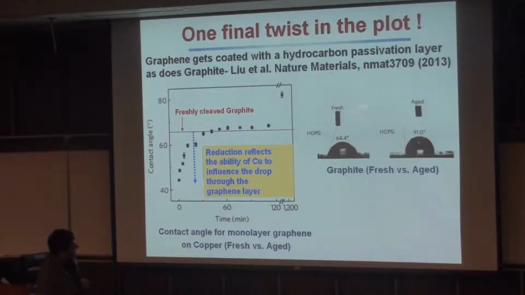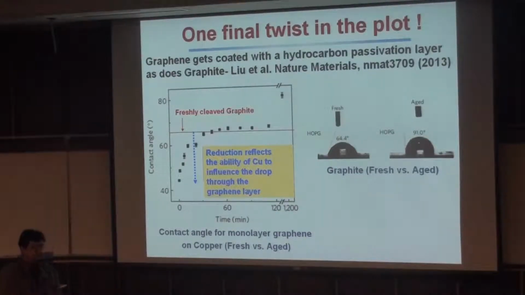So what these guys are saying is that people always assume graphite contact angle is 90 degrees. And that is true after the aging process. But if you have a perfectly clean graphite surface, the contact angle is much lower actually. This change is because of a thin hydrocarbon layer that forms. The ambient always has some hydrocarbon in it. That hydrocarbon forms a very thin layer on the surface of graphite, and that is what actually causes this aging. The same thing is true for graphene on copper.